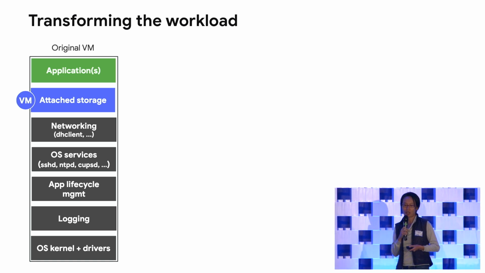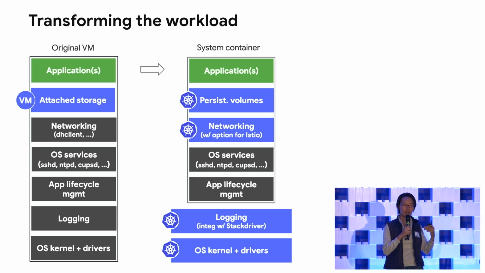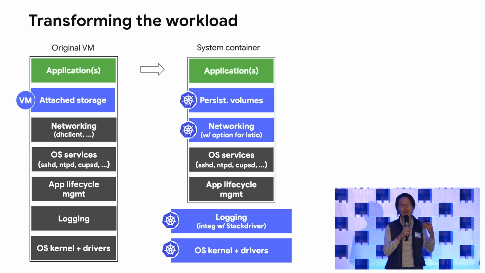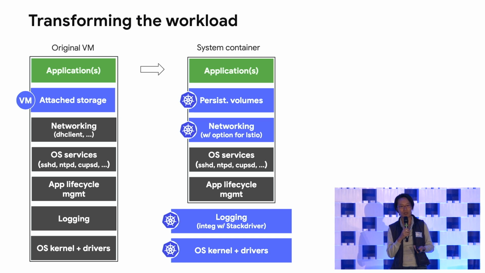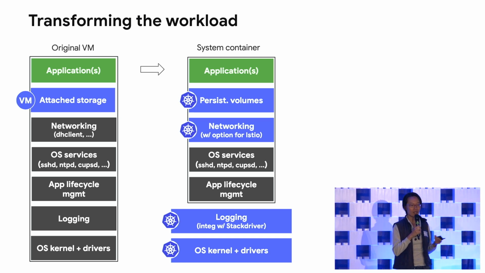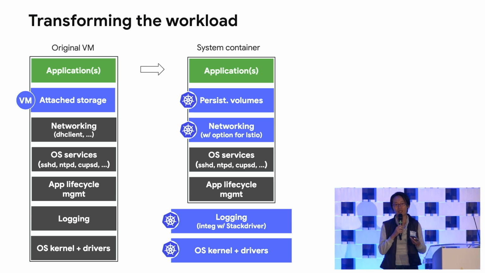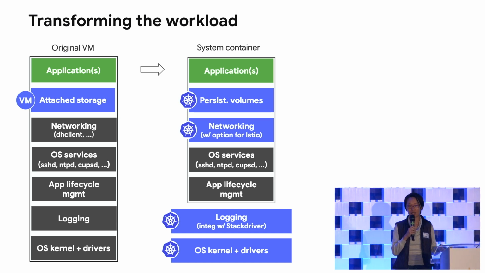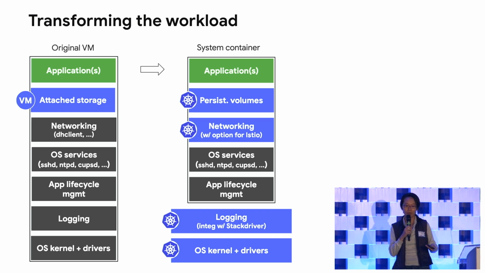So when we perform that transformation, we put that into what we call a system container. And you can see at this point, a lot of the components in your original VM have now been replaced and are now managed by Kubernetes. So your storage is now provided by persistent volumes within Kubernetes. Networking is now also managed by Kubernetes, so you don't need your own DHCP configuration, and it can seamlessly integrate with services like Istio. Operating system services like SSHD, some of those stay and some of those get removed, and that is configurable by the user.